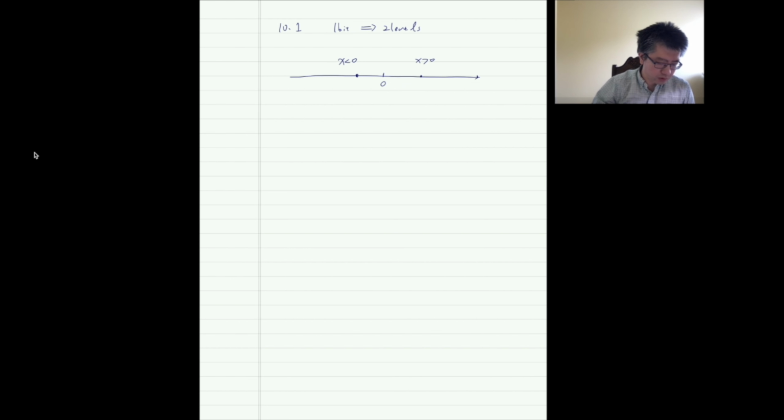So let's try to compute it. For x bigger than 0, we basically need to compute this expectation, which is nothing but an integral from 0 to infinity. Here we need to divide by the probability that x is bigger than 0, which is half. Therefore, we need to multiply by 2 here. Then we have x multiplied by the distribution, which is 1 over square root of 2 pi sigma squared times e to the negative x squared over 2 sigma squared, dx.